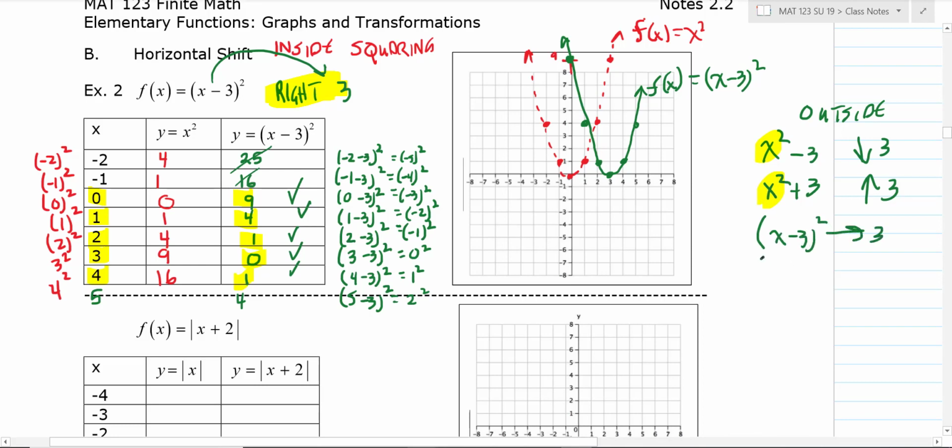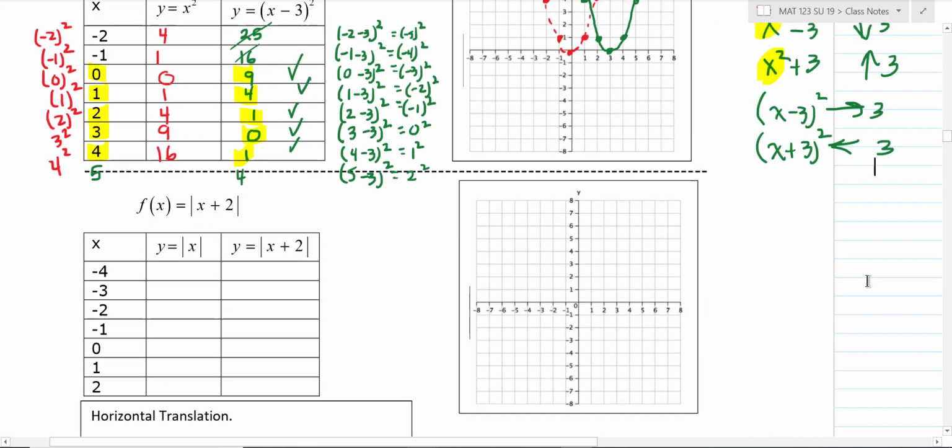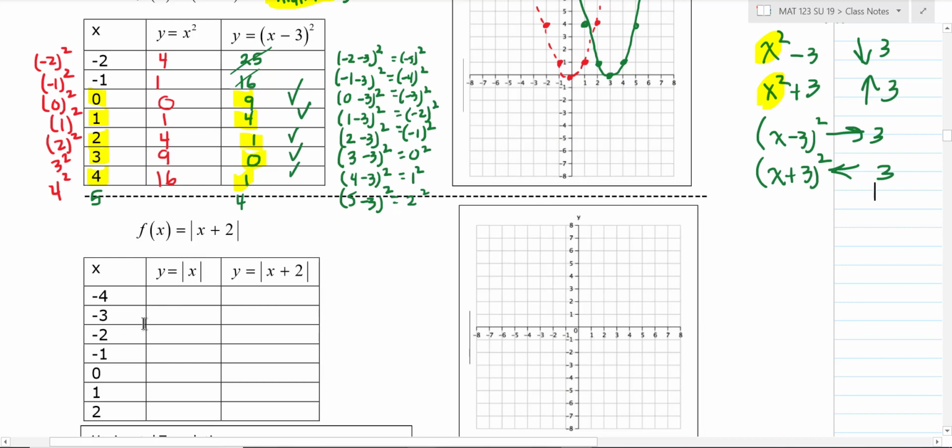So what do you think would happen if it was this way? Right, it would go left 3 like that. So that's the idea. Okay, that's how that goes. All right, so what I want you to do is try to fill this one out. Pause the video and try to fill this out and see if you can figure out what that plus 2 does.